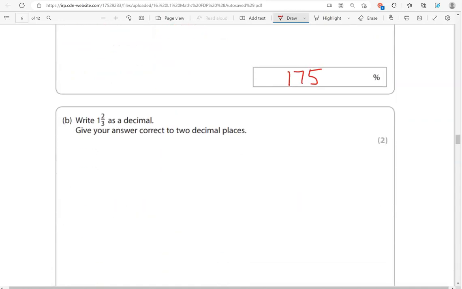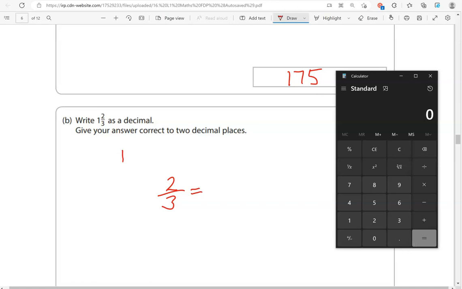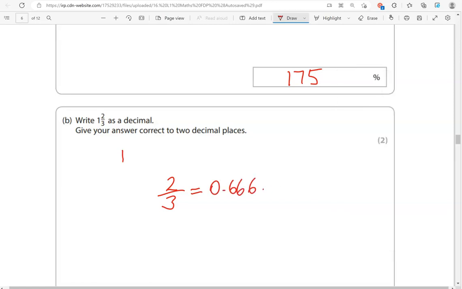Write 1 2/3 as a decimal. Give your answer correct to 2 decimal places. So 1, we've got that already as a decimal. 2/3, that is 2 divided by 3, which is 0.6666. If you're not sure, you can just do 2 divided by 3 in the calculator. So 6 is recurring. We've got to give our answer correct to 2 decimal places.